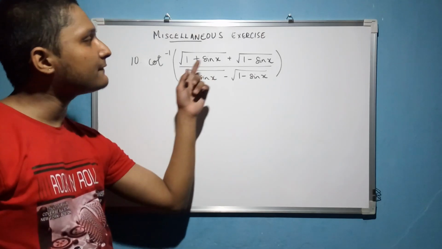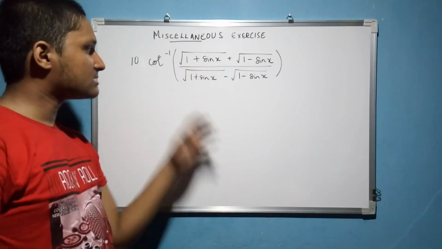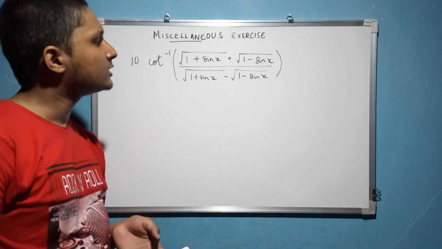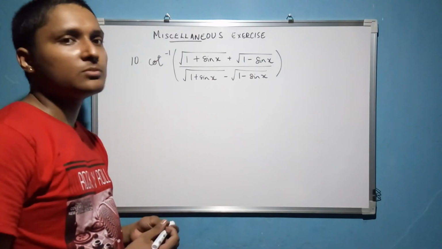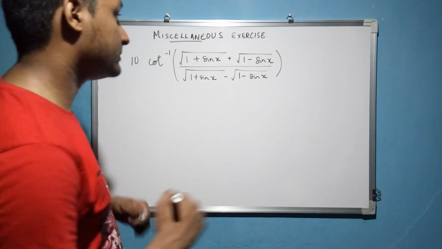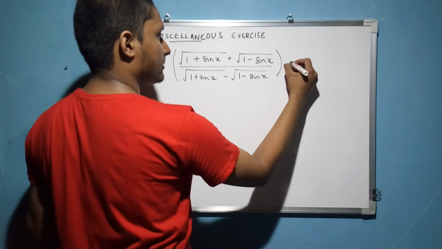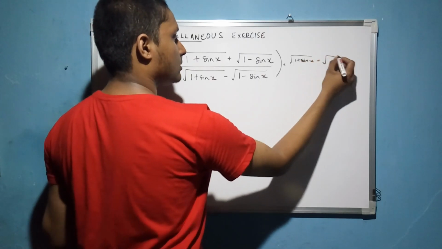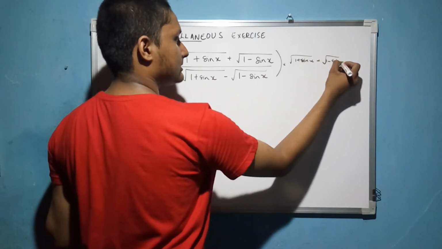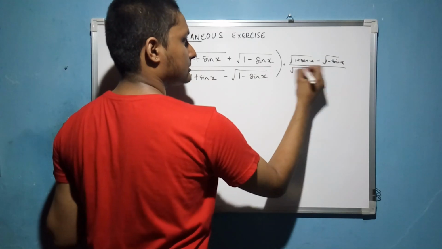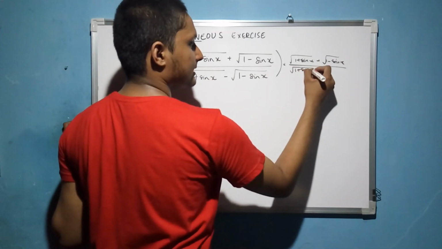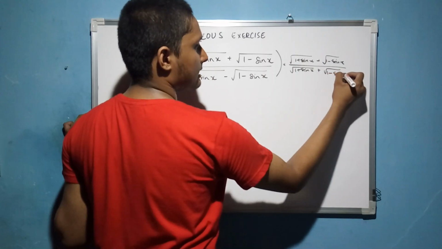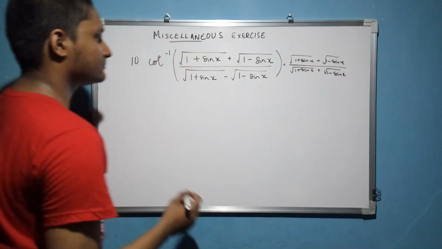For simplification, I have (a + b) divided by (a − b). Since there are root terms, it's simpler to do this after rationalizing only, I think. So I need to multiply by the conjugate of the denominator. So I need to multiply by root of 1 plus sin x plus root of 1 minus sin x divided by the same thing, that is root of 1 plus sin x plus root of 1 minus sin x.